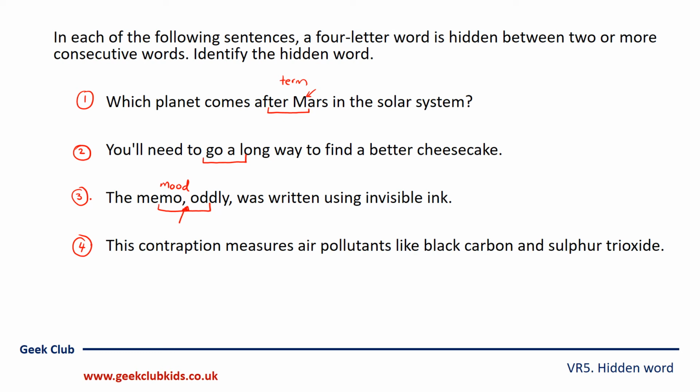Okay, let's try this one. This contraption measures air pollutants like black carbon and sulfur trioxide. Some of those words are difficult and you don't need to know them, but you might have seen the 4-letter word hurt within that sentence, so that would be the correct answer here. Again, don't be put off if you see a sentence which has words that you don't understand. Sulfur trioxide, it doesn't matter if you don't know what that is, we're just hunting down the hidden word, and we can hunt down a hidden word even without knowing the meaning of the underlying sentence.